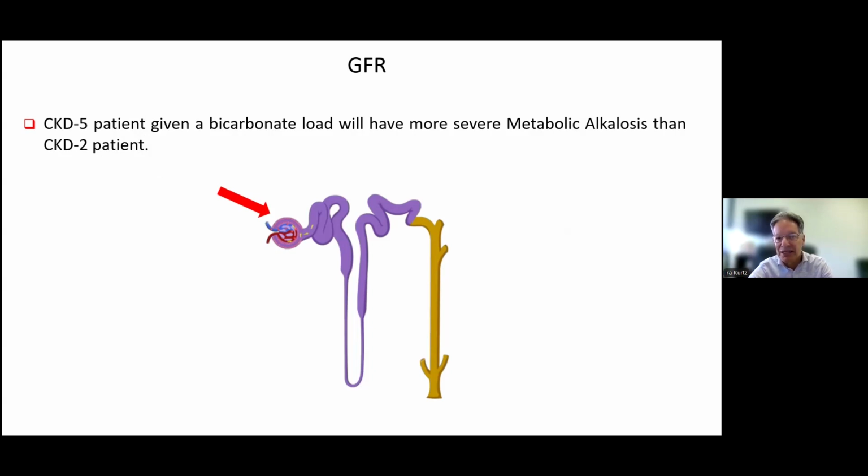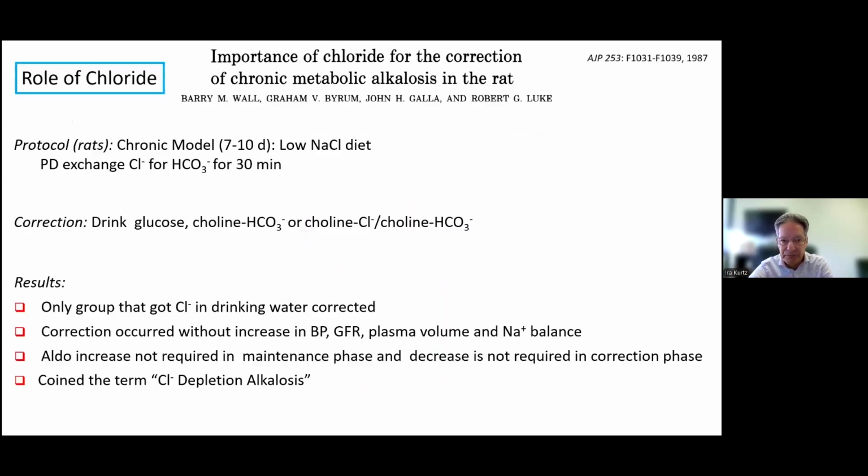So GFR is an important factor. And obviously, if you have someone with ESRD with no GFR, the entire bicarbonate load is going to stay in their body, and they're going to have an even greater elevation of their plasma bicarbonate level. So for a given input, GFR is important, independent of potassium, sodium, chloride, everything else we just talked about.